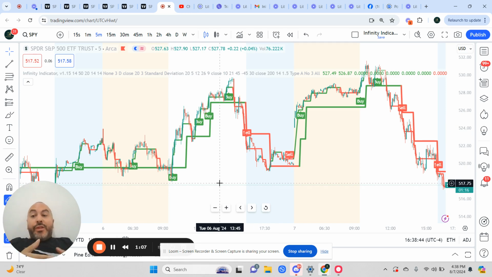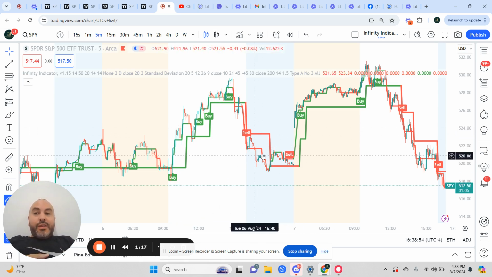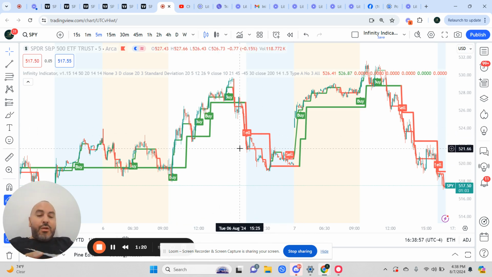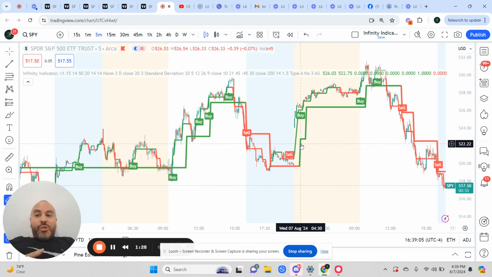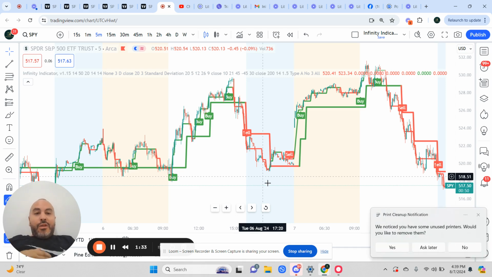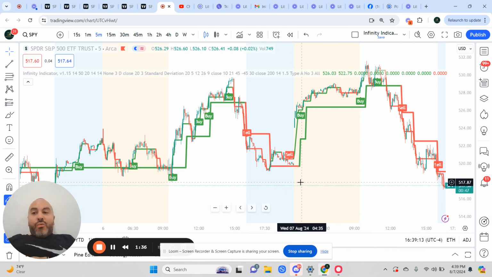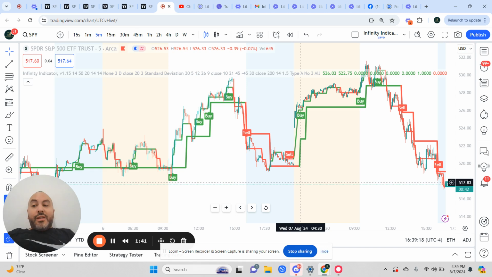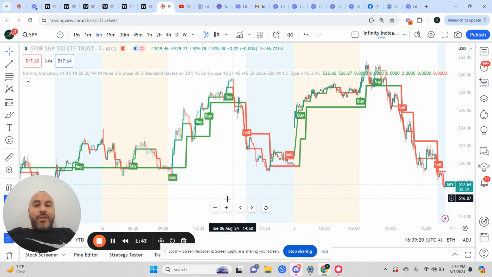So who can take advantage of this? Well, I have three different setups. One is for day traders. This is the day trading setup. We use the 5 minute chart. I have one for swing trading, which is the hourly chart. I'll show you that next. And then finally, we have the daily chart that we use for long-term investors. So long-term investors can take advantage of that.